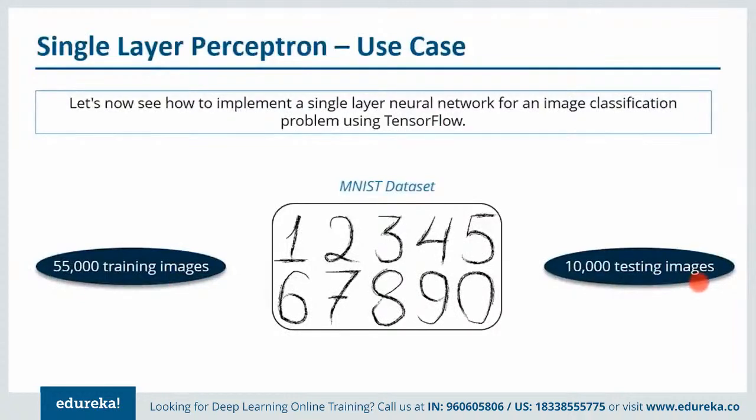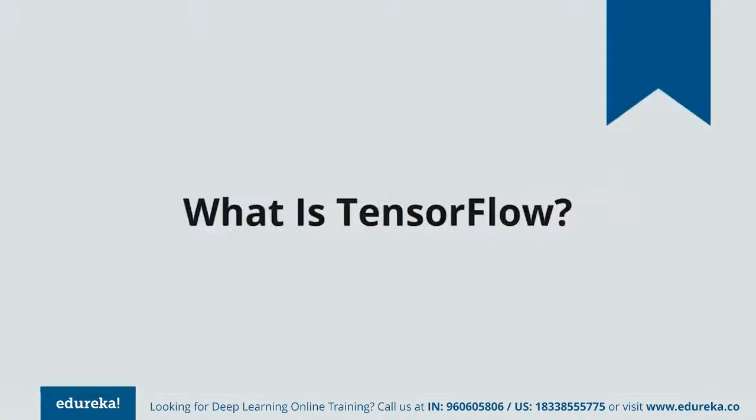And for all of this, we need to understand first what exactly TensorFlow is. So let us move forward, guys, and we'll understand TensorFlow, and then we are going to implement all these things that we have discussed, that is the AND gate, the OR gate, and the MNIST dataset that I'm talking about. So let us move forward, guys, and understand what exactly TensorFlow is.